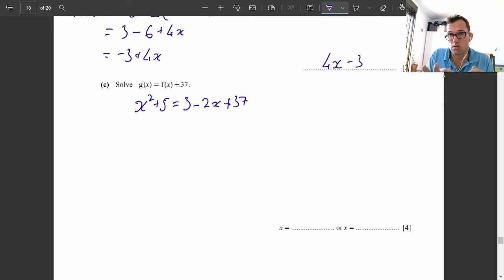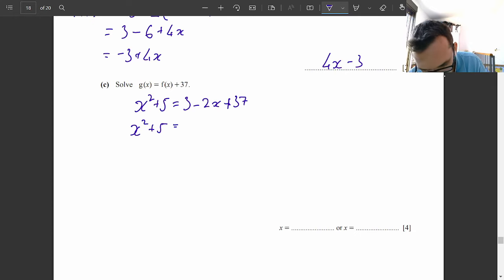Check, there's two answers, so it's probably a quadratic graph, a parabola, like this, or upside down, and it crosses the x-axis in two places. So let's rearrange stuff. Let's leave the x squared where it is. Let's deal with this 3 plus 37. This is not 3 minus 37. That minus is part of the 2x. So 3 plus 37 is 40. And the minus goes with the 2x.